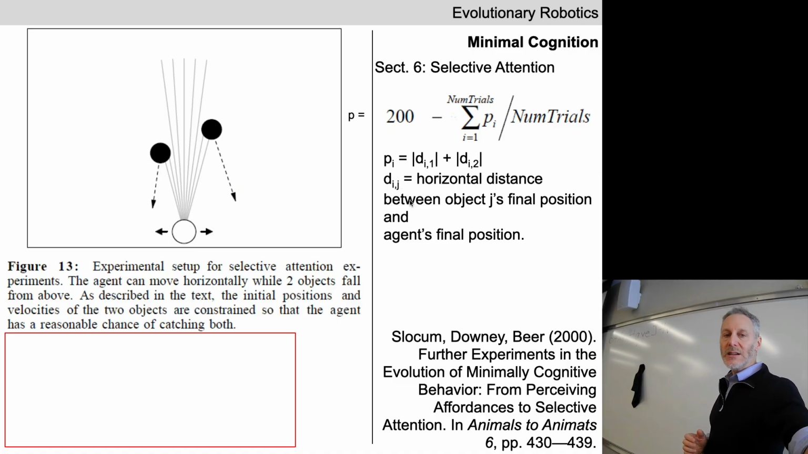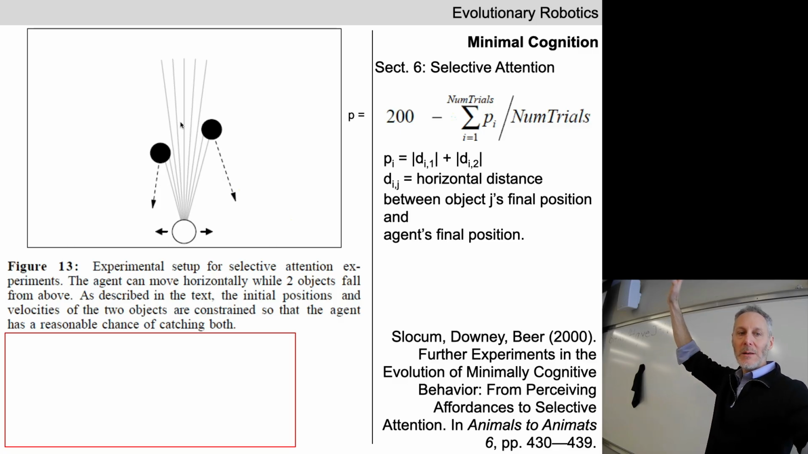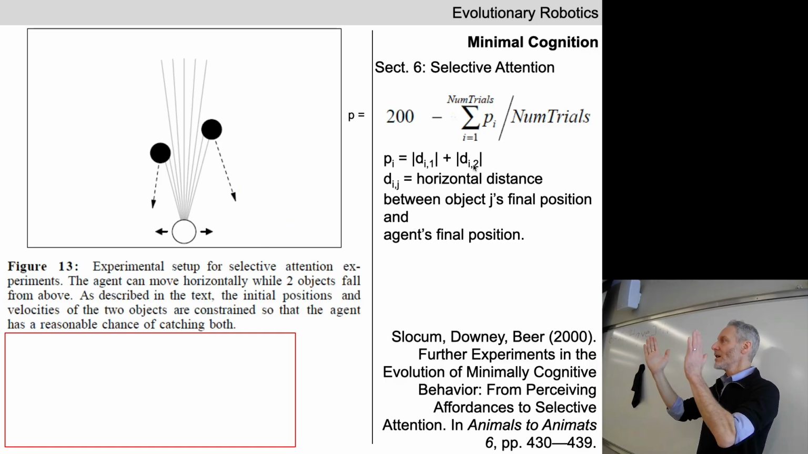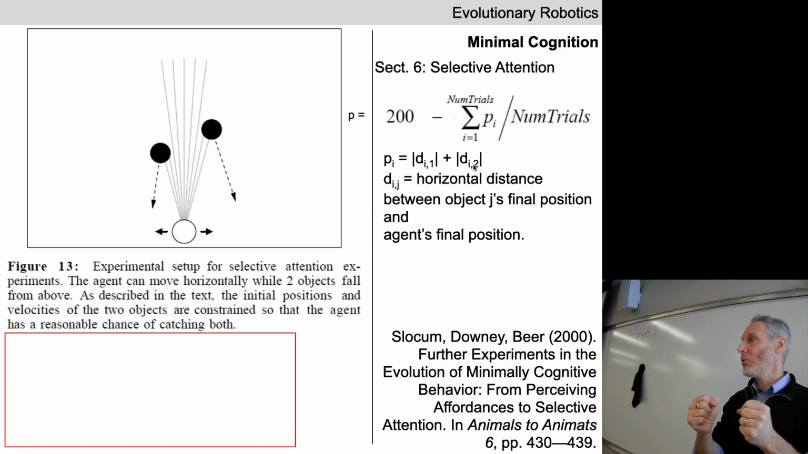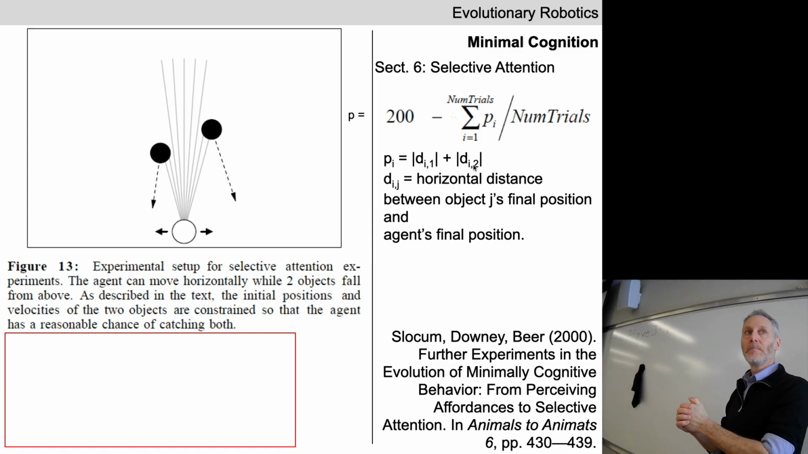di1 is the horizontal distance between the first object's final position and the agent's final position. So 1 is the object that hits the ground first. By definition, that's always going to be object 1. But object 1 might have started further away. This might be object 1. It might have started further away from the robot, but it's the one that's going to hit the ground first. di2 is the horizontal distance between the robot and object 2 when object 2 hits the ground. Grab object 1, figure out where object 2 is, and grab it. So far, so good? Okay.